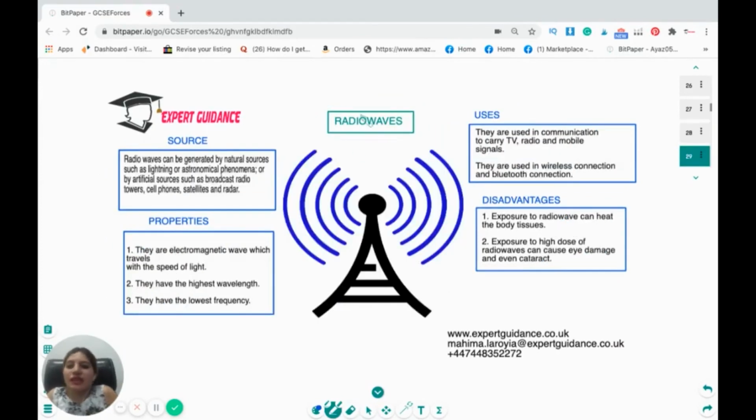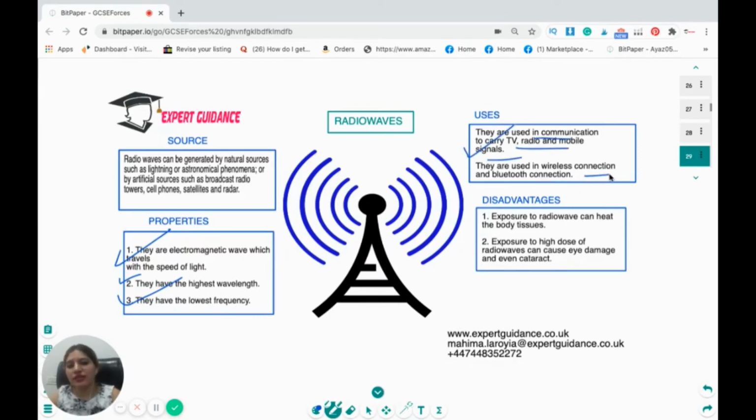Now, radio waves can be generated by natural sources such as lightning or astronomical phenomenon, or by artificial sources such as broadcast radio towers, cell phones, satellites, and radar. The properties of the radio waves are they are electromagnetic waves, which travel with the speed of light. They have the highest wavelength and they have the lowest frequency.